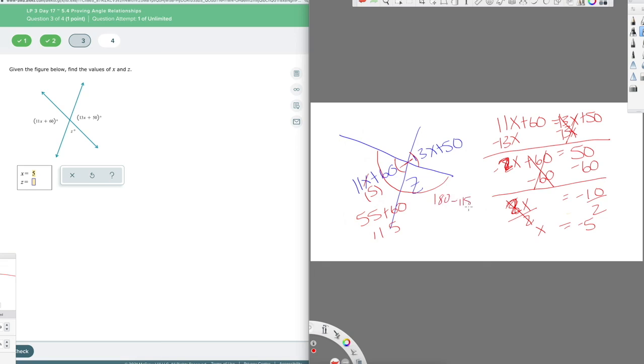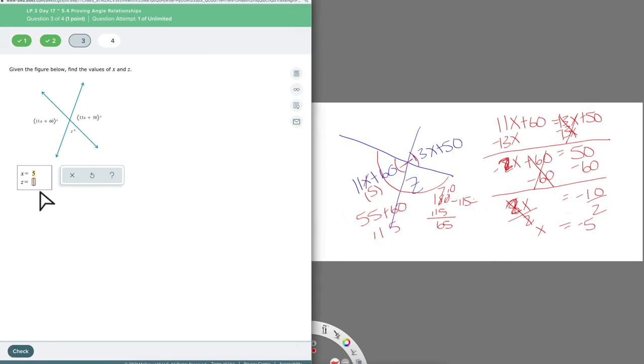So I can use that linear pair, that line, to find what z needs to be. So now I'm going to subtract, and let's see, I'm going to stack these guys. That's 6, so 65. So z is going to be 65 degrees. All right.